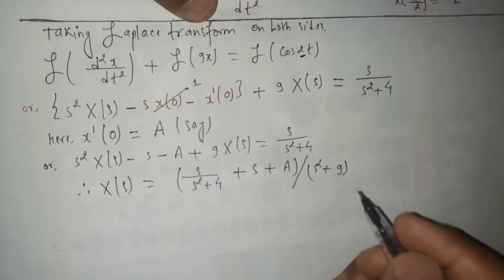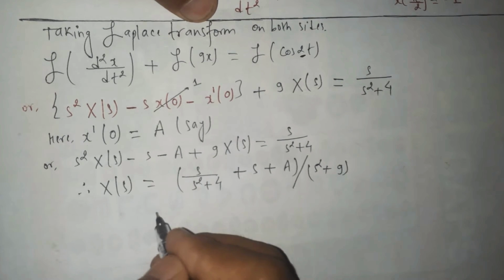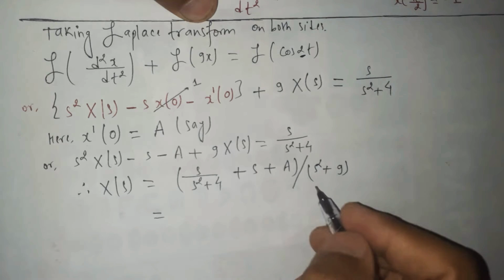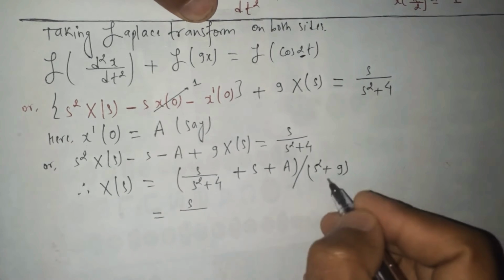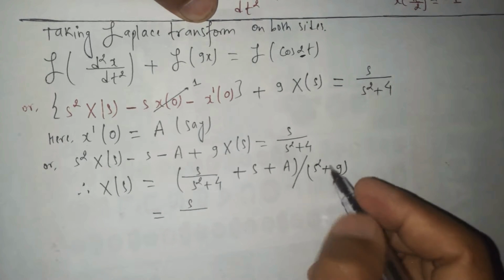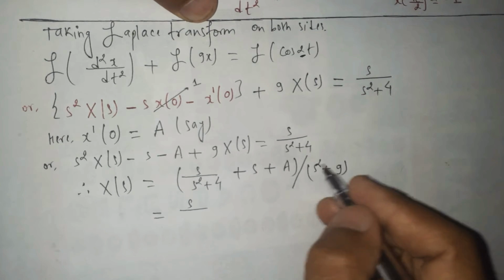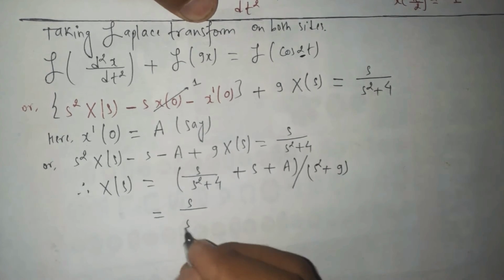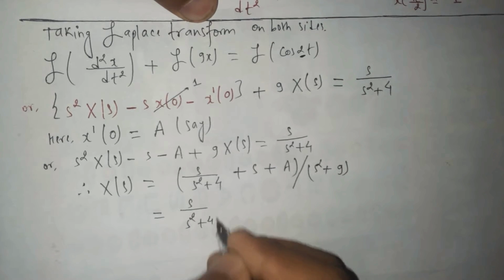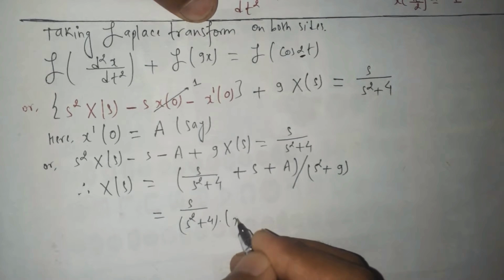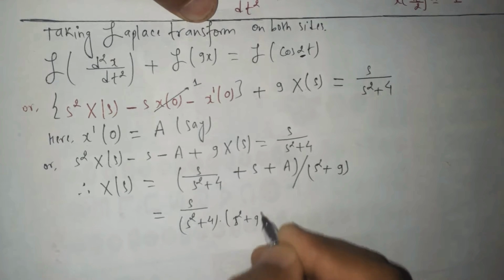And let's rearrange and simplify this term. This can be written by distributing the common denominator s square plus 9 to each term.